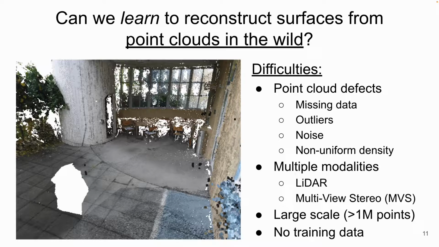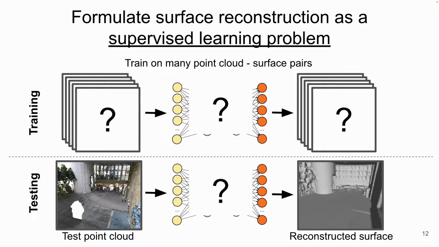And lastly, we usually do not have access to true surfaces from point clouds in the wild, which means we do not have training data, such as we might have for small, well-known objects. So the question is, how can we build a supervised learning algorithm that, given a point cloud in the wild, can reconstruct a truthful surface? And this is the question I'm going to answer in this presentation.